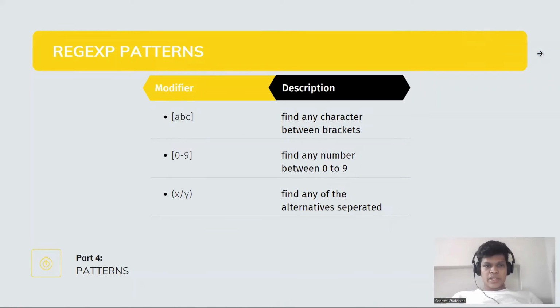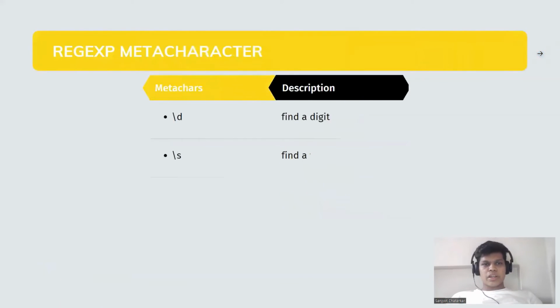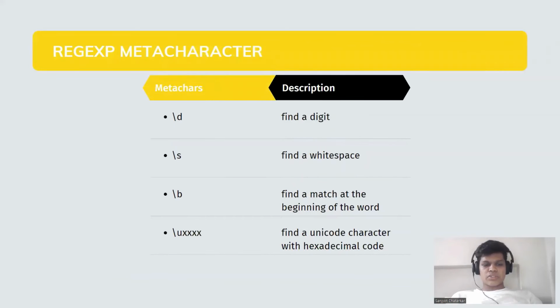Now we will see about meta characters. So what are meta characters? Meta characters are characters with special meaning. So \d we can use for finding a digit. \s finds white space, which is nothing but the space. \b we can use to find a match at the beginning of a word. And \u with XXXX we can find a Unicode character with a hexadecimal code.